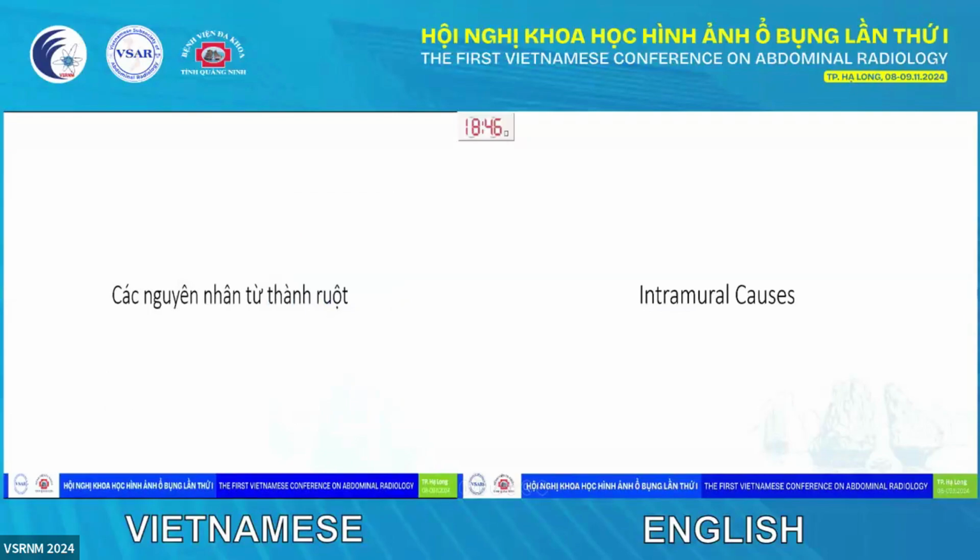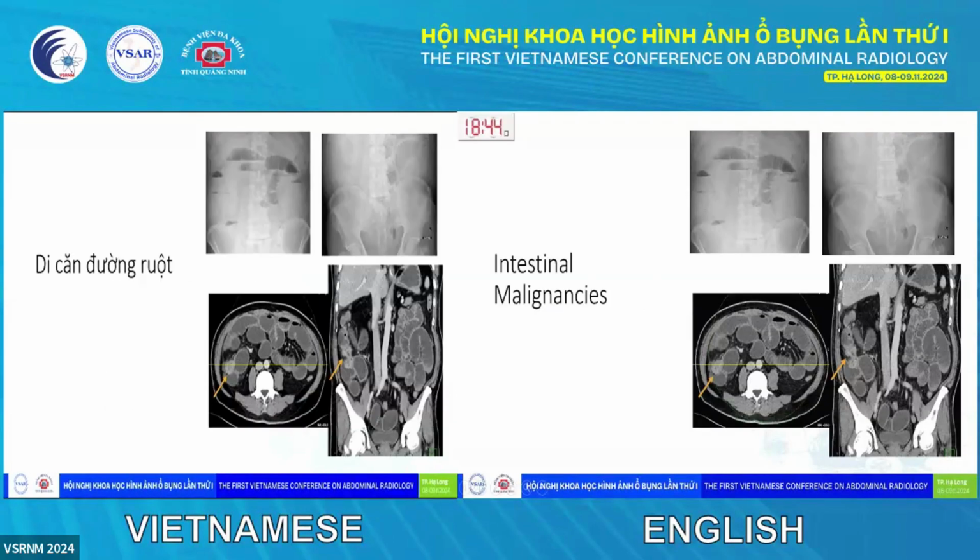We move on to intramural causes. Most commonly, intramural causes would be composed of intestinal malignancies. This is an example of a patient who presented with intestinal obstruction. On the CT scan, the cause of the obstruction is due to a very proximally located colonic tumor, and in the presence of an incompetent ileocecal junction, this also resulted in dilatation of the small bowel loops.